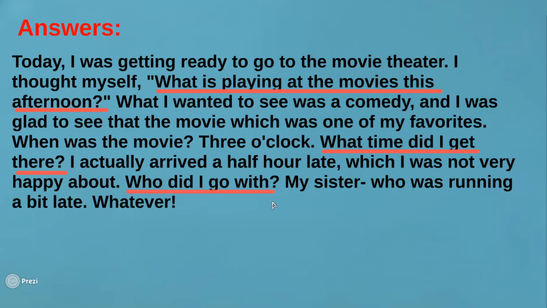Next, who did I go with? This is a correct one, because remember, this sentence is with who, and who is an interrogative pronoun. So the answers here are only what, another what, and who. Whatever is not a question here, it's an exclamation. And who was running a bit late is not a question also. So we are not going to underline these examples, because they are not interrogative pronouns or interrogative sentences.